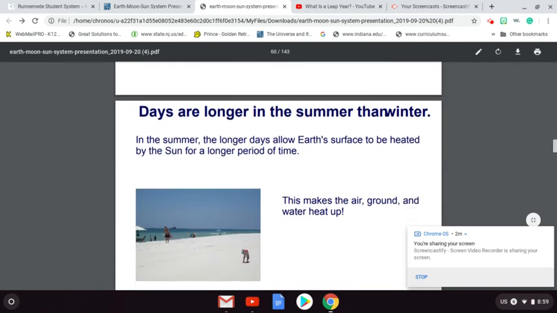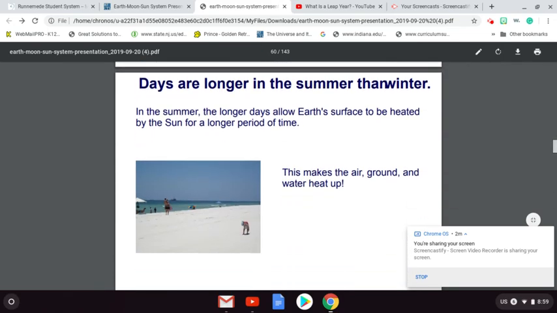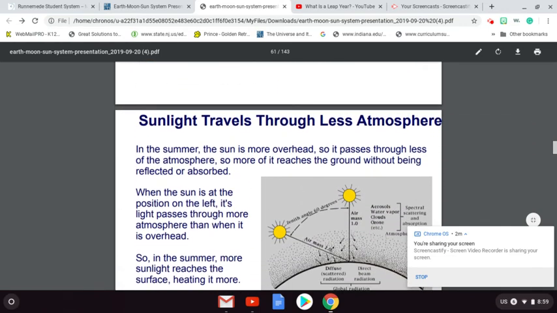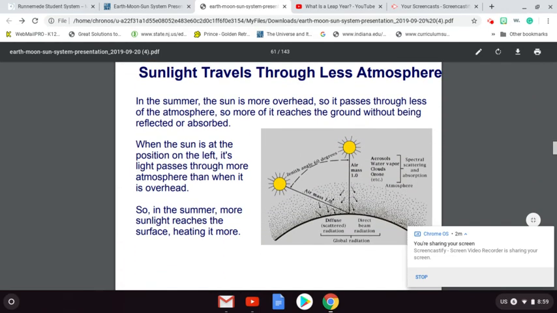All right. So days are longer in the summer than they are in the winter. We've already discussed this. You guys know this. Okay, so sunlight travels through less atmosphere. So in the summer, the sun is more overhead. So we see the sun high up in the sky in the summer. In the winter, it's down lower.